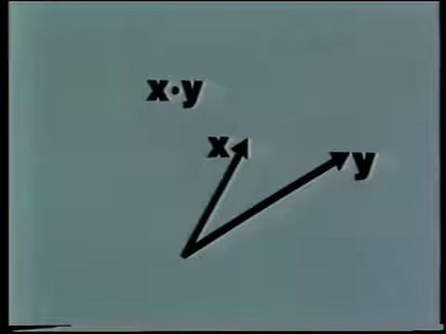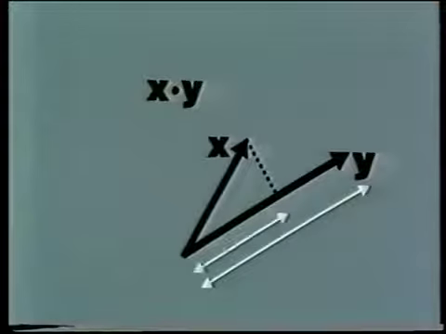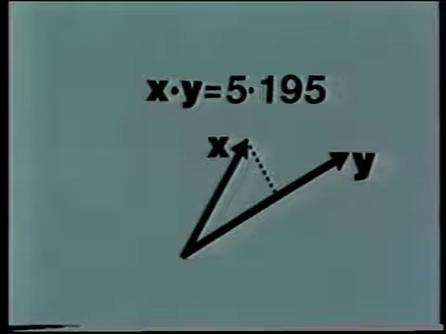To test for orthogonality, we use the dot product of 2 vectors. x and y are any 2 vectors, and the dot product is the length of y times the projection of x onto y. In this example, the length of x is 2, and the length of y is 3, so that in this case, x dot y is about 5.2.